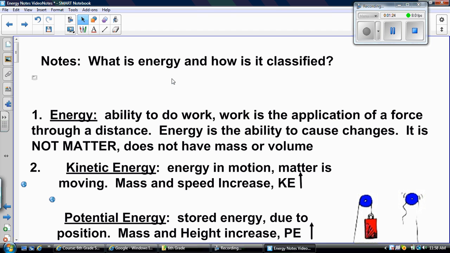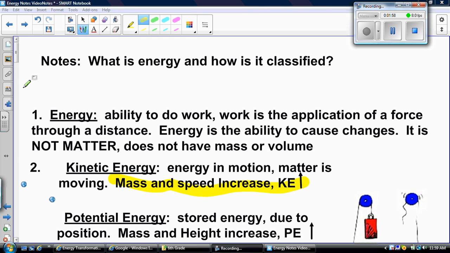Now, all matter has kinetic energy because all matter is in motion. We'll learn a little more about how matter is in motion in chemistry. If you increase the mass or the speed of matter, then its kinetic energy has also gone up. That's one really important thing you might want to highlight. If the mass or the speed of the matter increases, then there's more kinetic energy. So let's take a look at some examples.